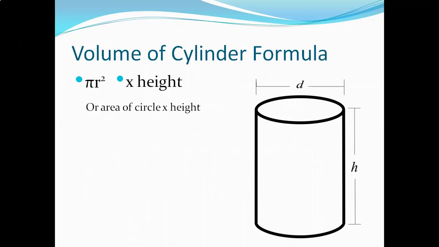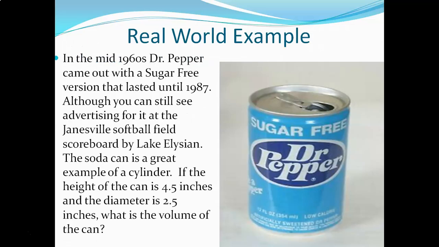So here is the volume of a cylinder. It is pi times radius squared. You might remember that from circles. That's how you find the area of a circle. And if you notice, a cylinder has 2 circles, one on the top, one on the bottom. But you also then have to multiply it by the height of the cylinder. So volume of a cylinder, pi times radius squared times height, or area of circle times height, whichever you prefer to remember. If you're a little more advanced, area of circle times height might be an easier way to remember it. So let's do a real world example.